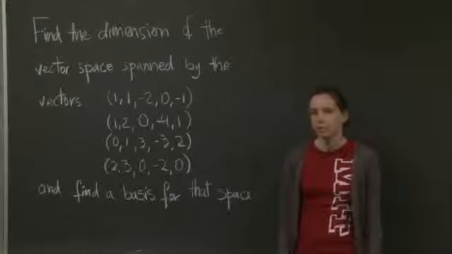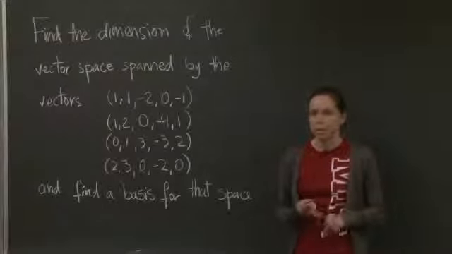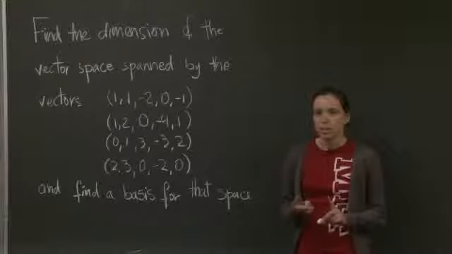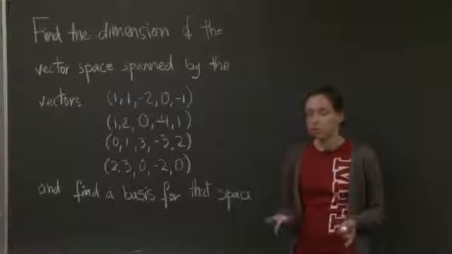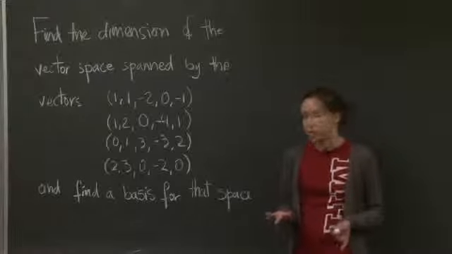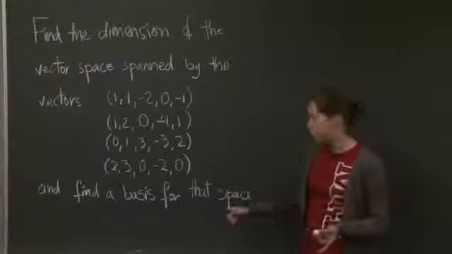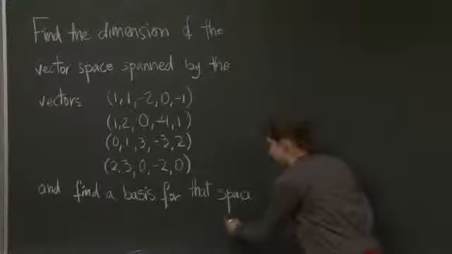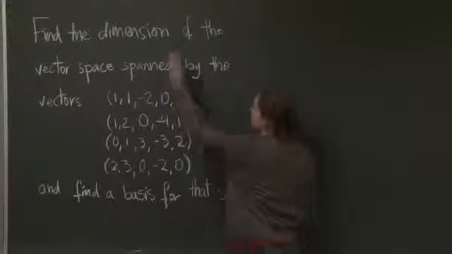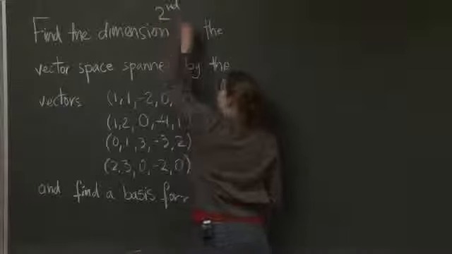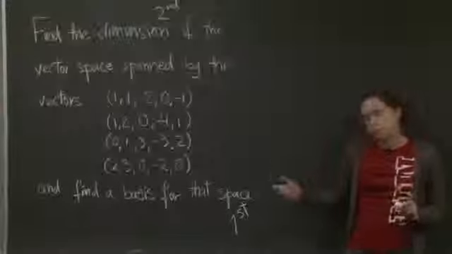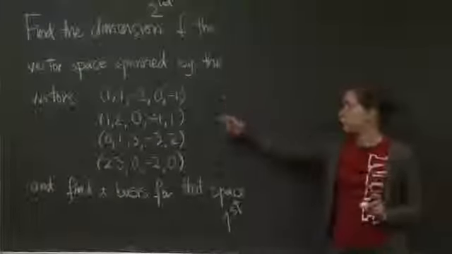Well, so we need to find the dimension and the basis. Remember what the dimension is? It's simply the number of vectors in a basis for the vector space. So actually, the problem is backwards. We want to find the basis for the space first, and then find the dimension. All right, so we want to find a basis for the vector space spanned by these four vectors.